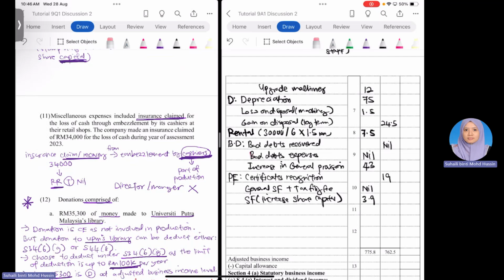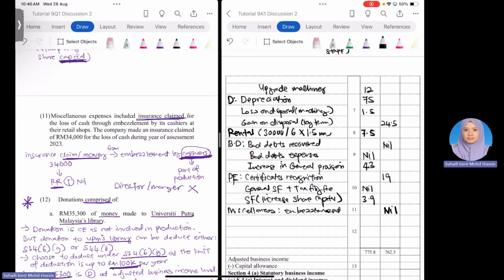So when you have embezzlement, you have to see who did it, the cashier, director or manager. For number 11, since it's done by the cashier, which is part of the production, there is no issue. After you get the insurance amount, you already recorded it and the amount is already added in the SOCI. So for miscellaneous expenses for the embezzlement, you already received the insurance amount and added it in the SOCI, so there is no more adjustment needed.